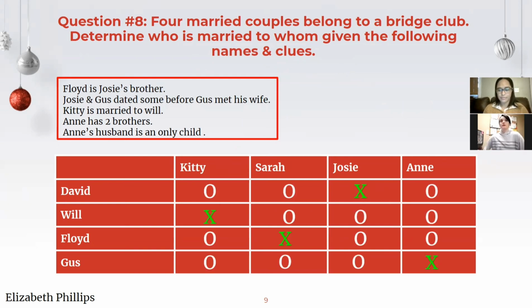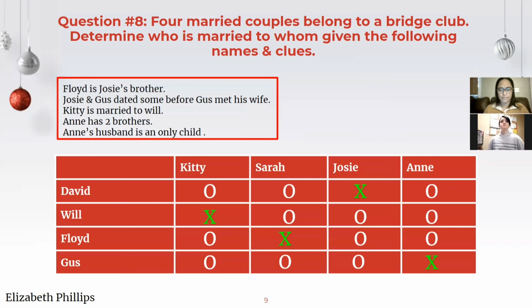We'll notice right off the bat, Kitty is married to Will. Well, if Kitty's married to Will, that means nobody else is married to him. Next, if we look at our first clue, Floyd is Josie's brother, and our last one, Anne's husband is an only child. Floyd technically cannot be married to Anne because he has a sibling, and he can't be married to Josie because Josie is his sister, which means that Floyd will have to be married to Sarah.